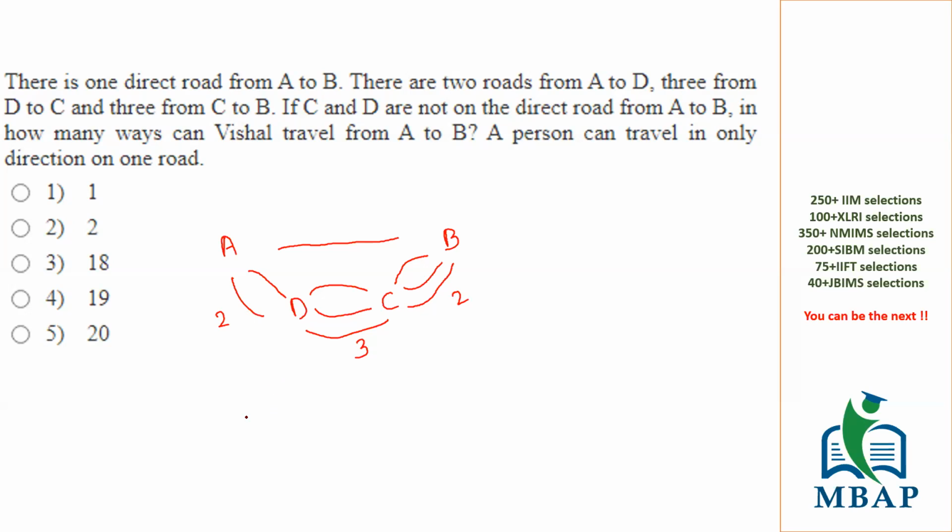Hence, the number of ways from A to B via D and C will become 2 into 3 into 3, because he can take any number of ways. Sorry, this is 3. So 3 3s are 9, 9 2s are 18, and this is one way, the direct route. So the total number of ways where he can travel from A to B is 19. Yes, Bhushan has got it, 19. I hope others have also understood this.